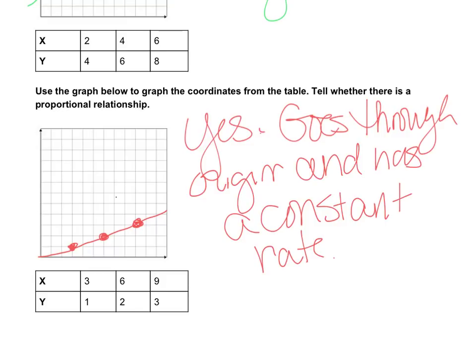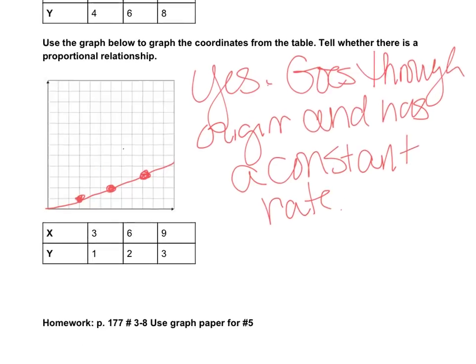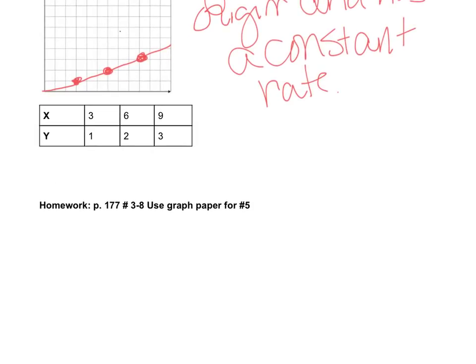So there we are. If you go down to the bottom, you'll see your homework assignment, and it is right here. There is graph paper attached for problem number 5. It does not say in the book to graph it, but I want you to go ahead and graph it. Your homework will be on Classroom tomorrow, so you can check your answers. If you have any questions, please feel free to email me.